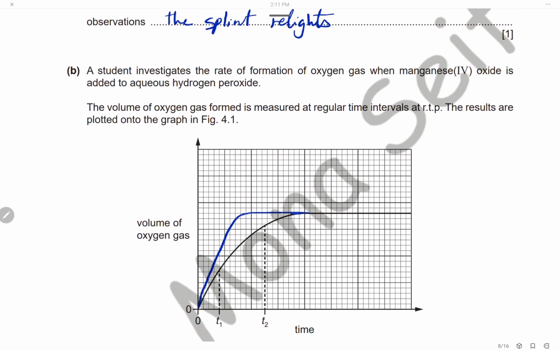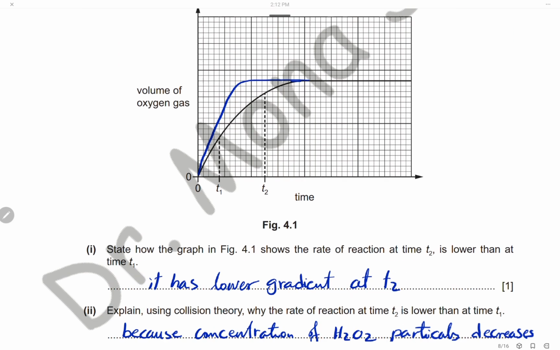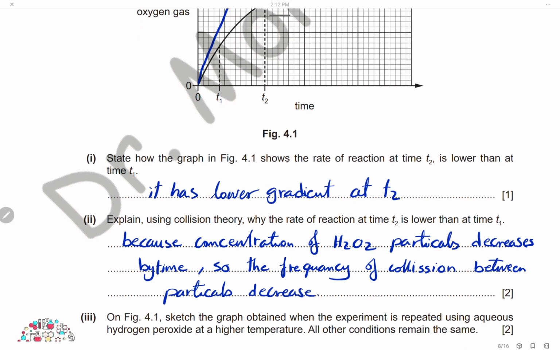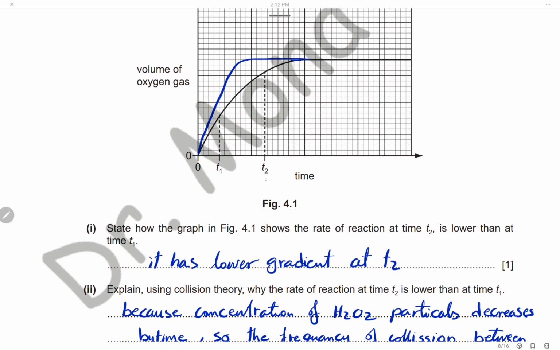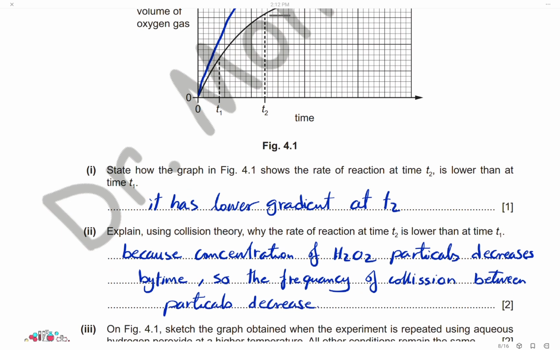Here, the student investigates the rate of formation of oxygen gas in the presence of manganese oxide, and the volume of oxygen formed is measured at regular time intervals. The results are plotted on graph 4.1. State how the graph shows that the rate of reaction at T2 is lower than T1. As we can see, the graph at T2 has a lower gradient, so that means it has a lower rate. So we have to describe from the shape of the graph. We can say that the graph has a lower gradient at T2.